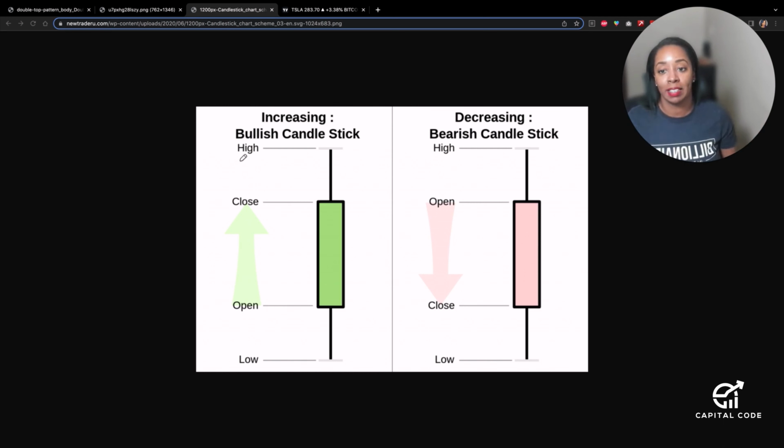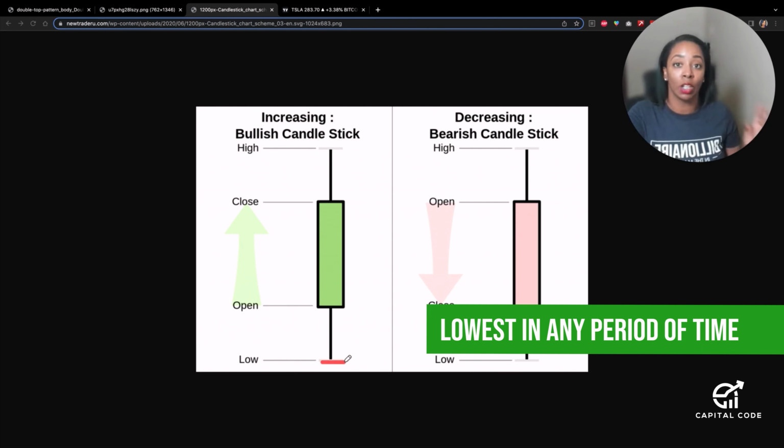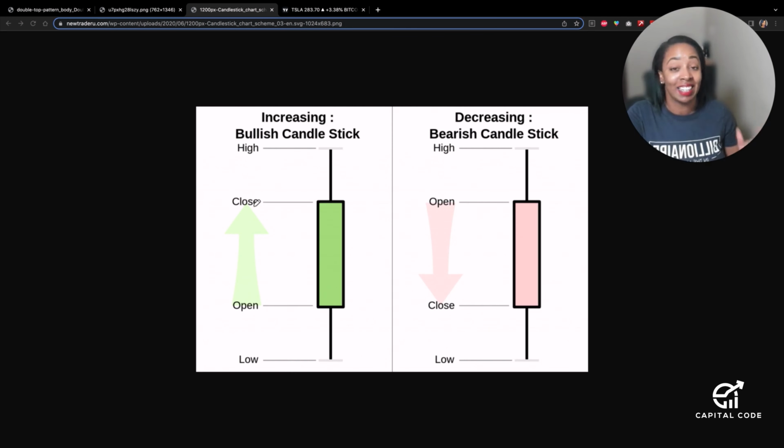So there are four key pieces of information that a candlestick, no matter if it's bearish or bullish, can give you. And that's what you see here, the high. So that is the highest price that that candle has reached in a given time period. As you probably have seen, with candlesticks, each candlestick represents a period of time. It could be 1 minute, 5 minutes, 1 hour, 1 day, 1 month, or whatever. But basically, this high shows us the highest point that it got in that period of time. And then the low shows us the lowest point in any given time.